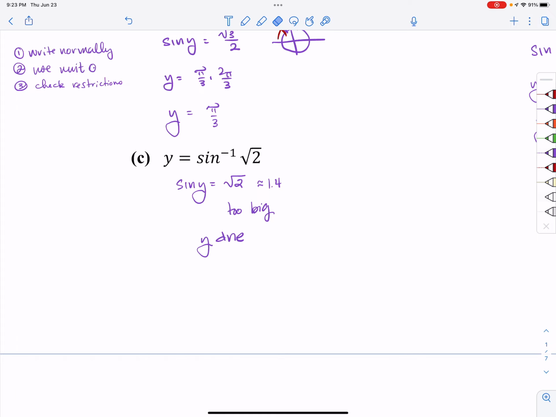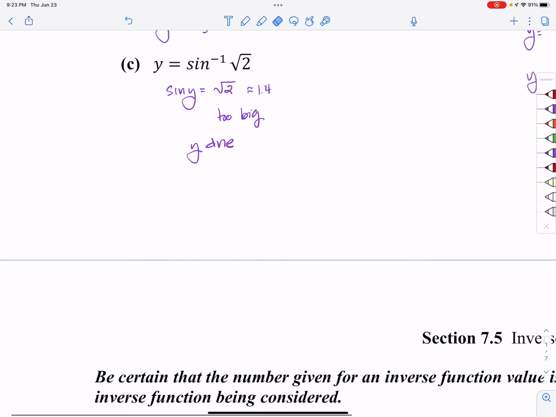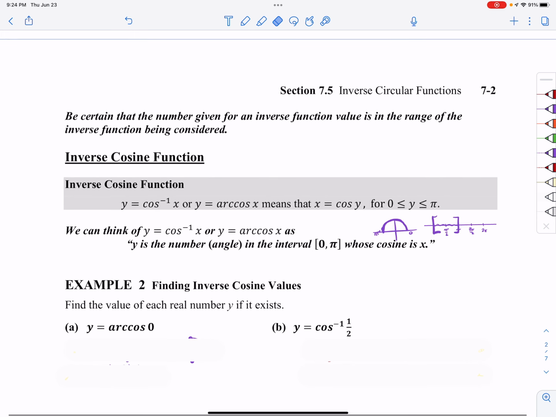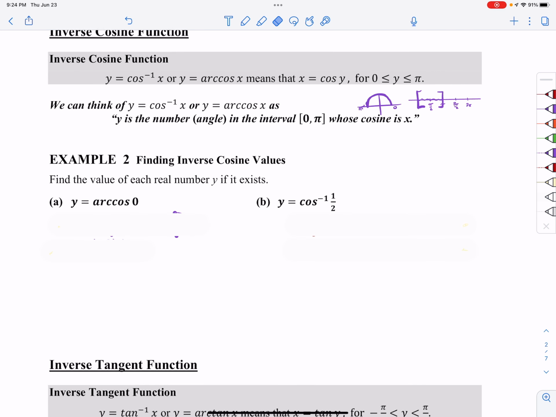All right, so now let's go ahead and jump down to example number 2. Little note here, be certain that the number given is in the range. So that was what we were just talking about. 1.4 is just too big. It's not in that range of values. All right, my how-to list is going to be the same for finding these inverse cosines. The difference is that my restriction is different. Now I'm looking at the top half of the circle, which is quadrants 1 and 2.